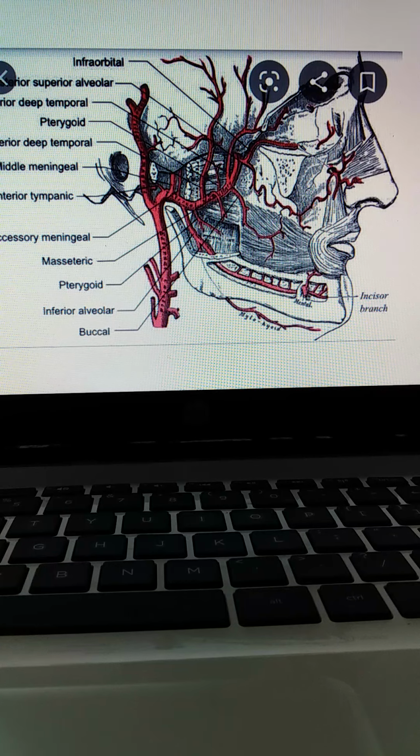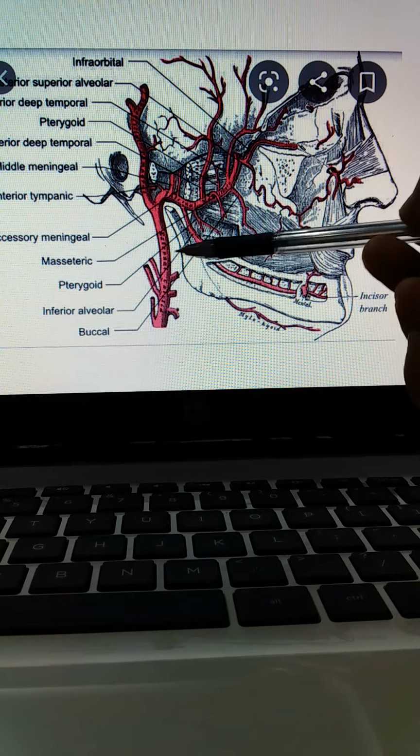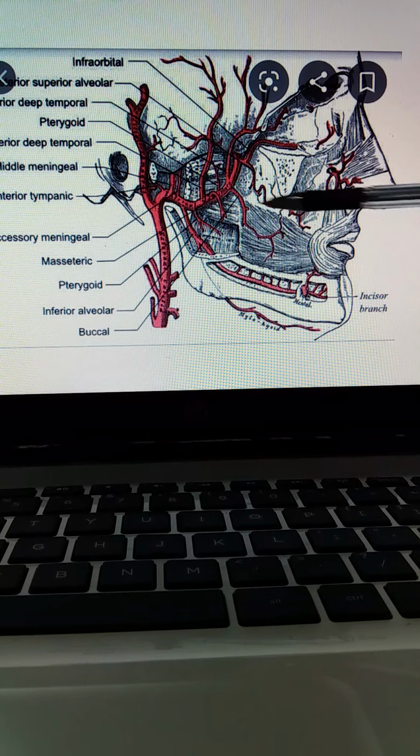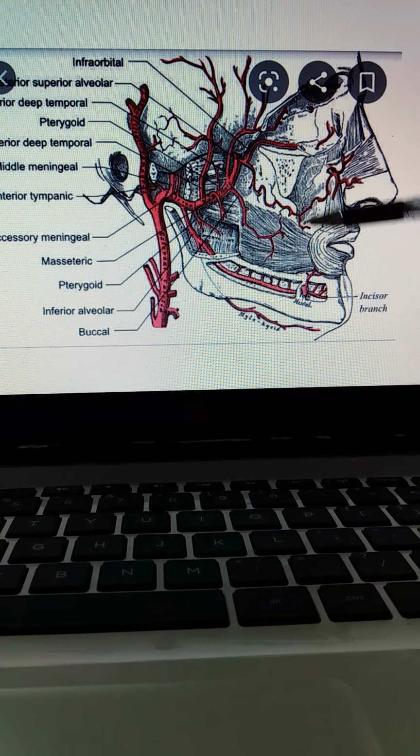Then you have the buccal branch. This is your buccal branch, supplying the skin of the cheek.